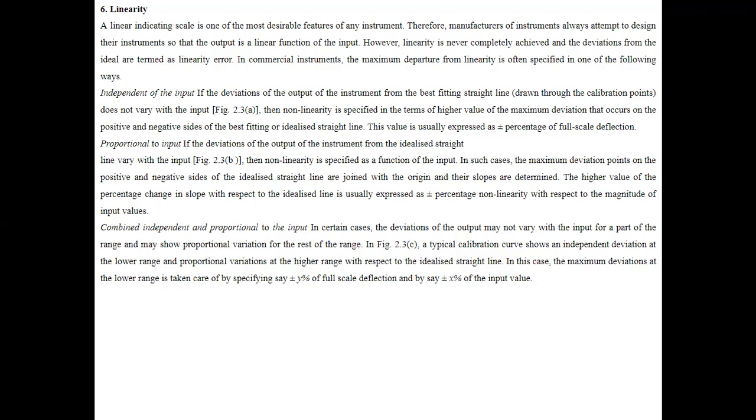Combined independent and proportional to the input. In certain cases, the deviations of the output may not vary with the input for a part of the range and may show proportional variation for the rest of the range. In figure 2.3c, a typical calibration curve shows an independent deviation at the lower range and proportional variations at the higher range with respect to the idealized straight line.